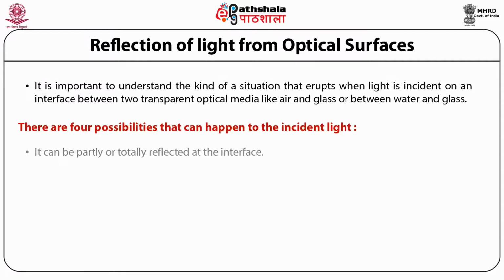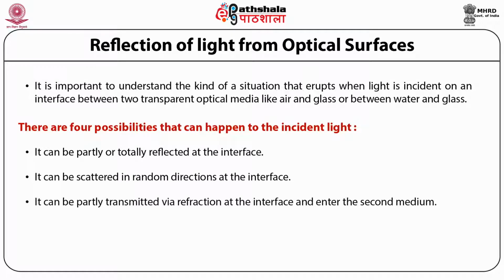Number 1, it can be partly or totally reflected at the interface. Number 2, it can be scattered in random directions at the interface. Number 3, it can be partly transmitted via refraction at the interface and enter the second medium. Number 4, it can be partly absorbed in either medium.